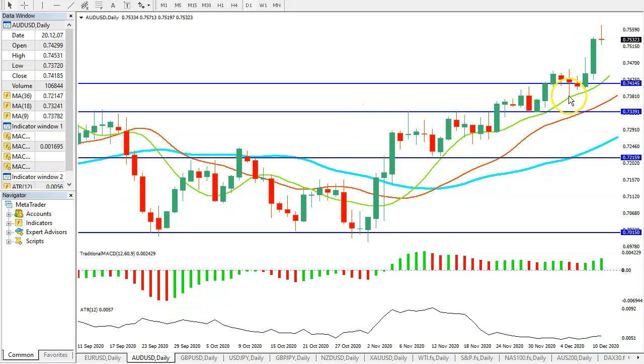On the Australian dollar, we had an inside bar with a break above this level here. That was a long entry. And the price moved up. We are still on a strong upwards trend.